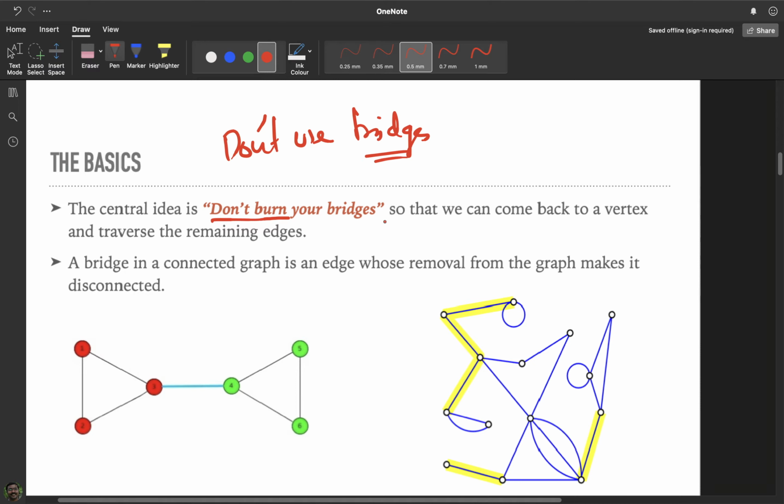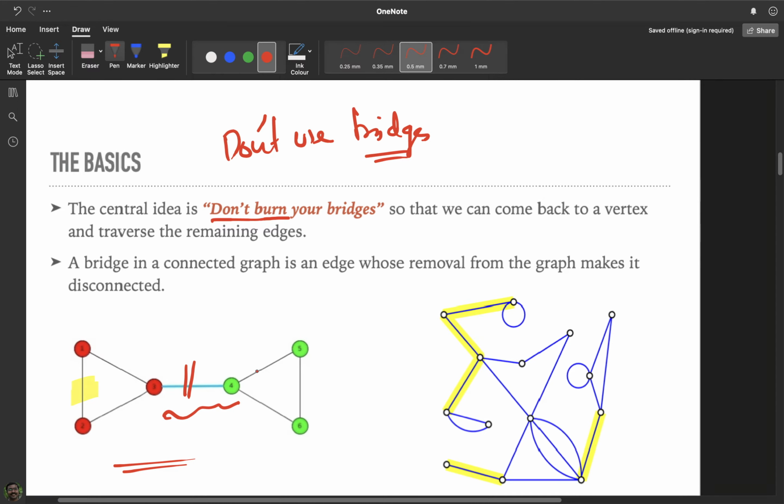Before that, what's a bridge? A bridge is basically an edge only, but it has a very interesting property: once you delete that bridge from your graph, the graph would be disconnected. For example, in this graph, if I delete this edge, the graph would be disconnected. But if I delete some other edge, will the graph be disconnected? No. So a bridge is an edge whose deletion from the graph disconnects the graph.